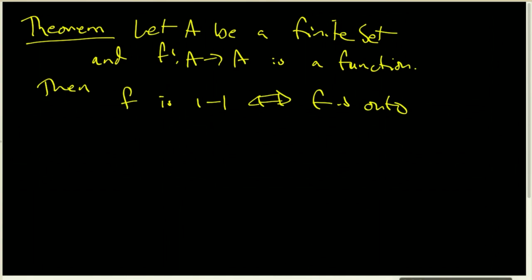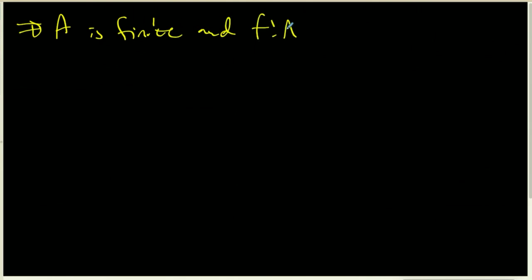I don't want to do a formal proof of this particular theorem, but I would like to illustrate it and kind of indicate how the proof sort of works. And I want to break it apart in 2 parts. So we want to turn our attention to the forward direction. In other words, we're looking at A is finite, and f goes from A to A is one-to-one.